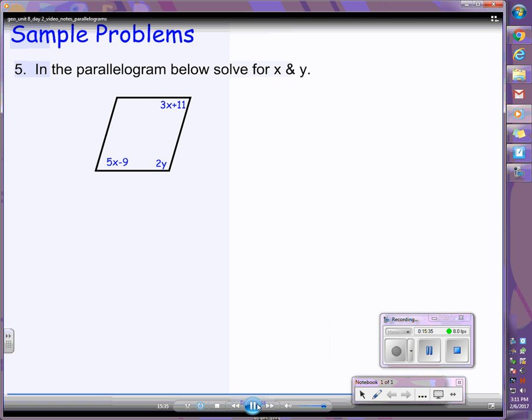Number 5, again, I will help you set it up, but you're going to finish solving for x and for y on your own. In the corners that have x, those two corners are across from each other. So that means they're opposite, which means they're congruent. So we're going to use angle equals angle. 5x minus 9 equals 3x plus 11.